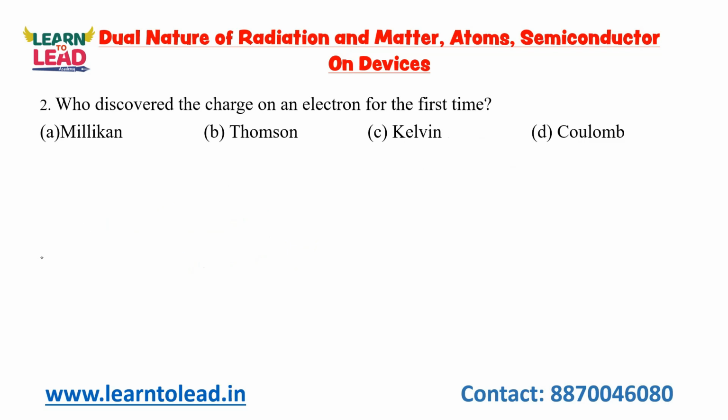Who discovered the charge on an electron for the first time? Millikan. The answer is what? Millikan determined the charge of an electron for the first time. So, this is also a static equation. Right, Millikan is your answer. Option A is your answer.